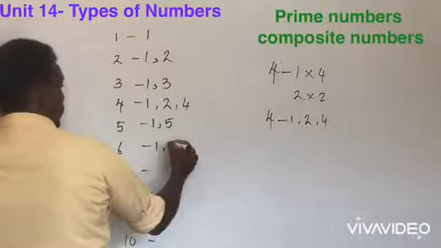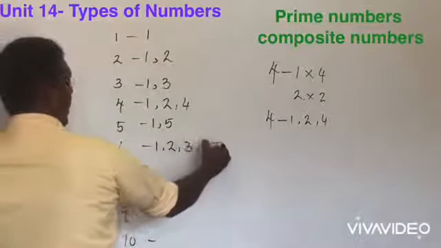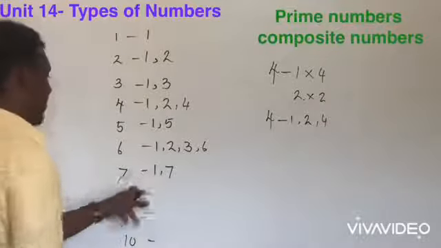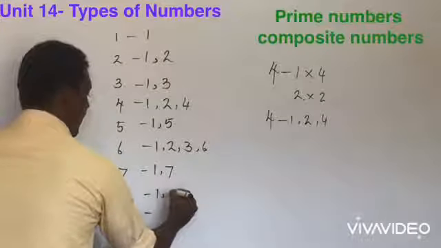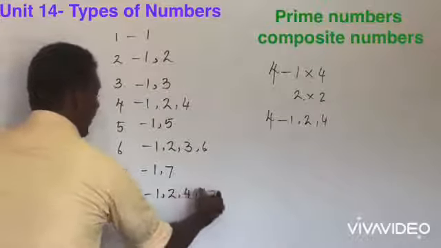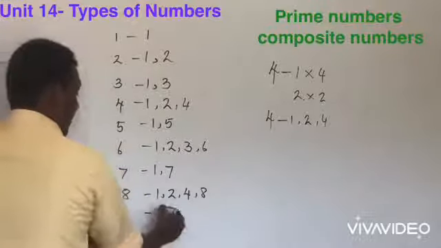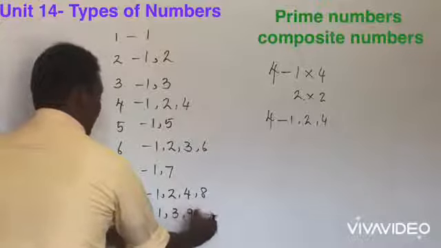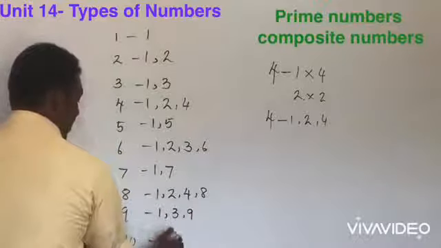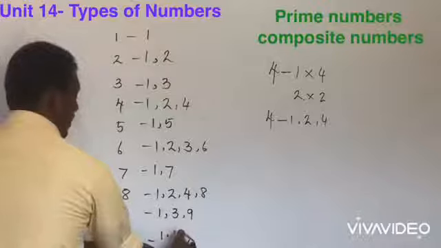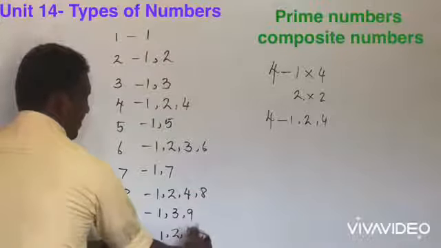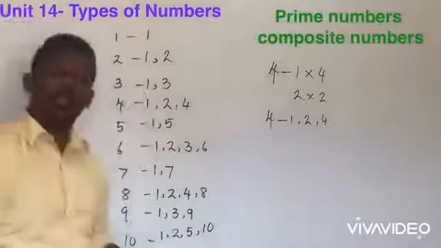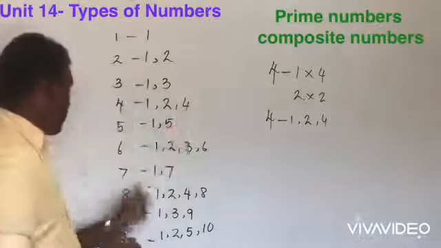Factors of 6: 1, 2, 3 and 6. The factors of 7: only 1 and 7 are there. Factors of 8 are, it is divisible by 1 as well as 2, then 4, finally by 8. The factors of 9: 9 is divisible by 1 and 3 and finally 9. The factors of 10: it's divisible by 1, then 2, then 5 and 10. Now these are all the factors of the numbers 1 to 10.